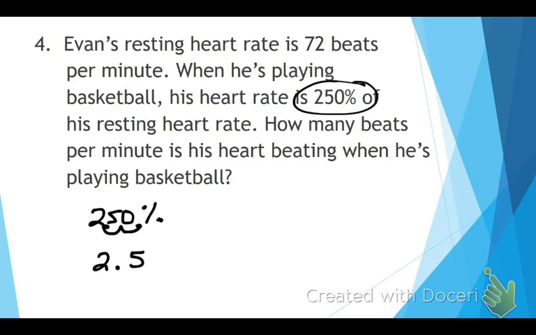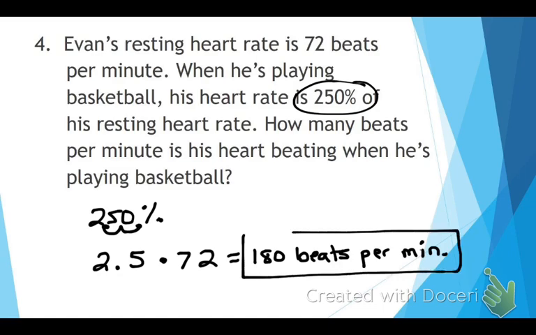Okay, then what did you do, Tati? I multiplied 72 by 2.5. Okay, you're going to do 2.5 and then multiply that by the 72 beats. So I want you guys to put that in your calculator to see what you get. 180 beats per minute. So you want to make sure that your unit is right. Remember, whenever you've got a story problem, always make sure that you label it.